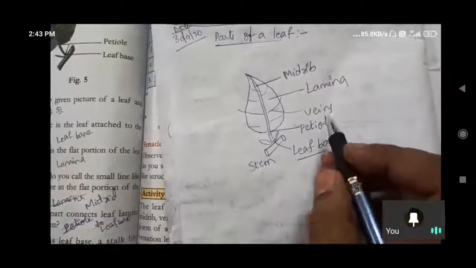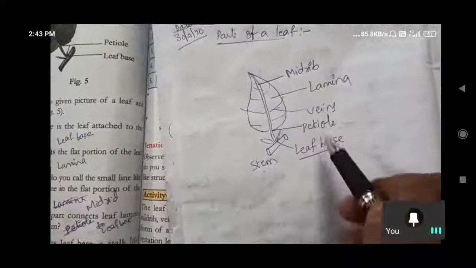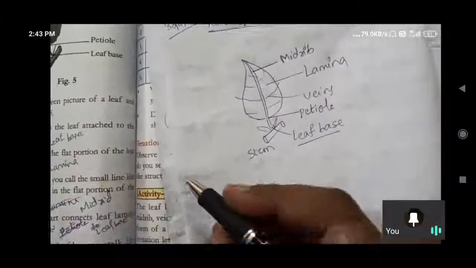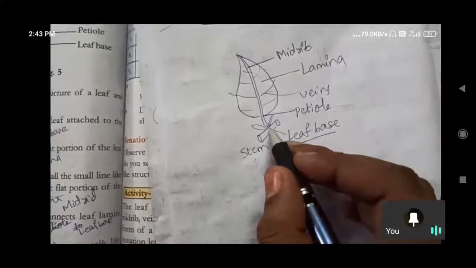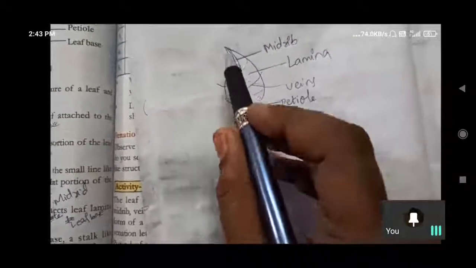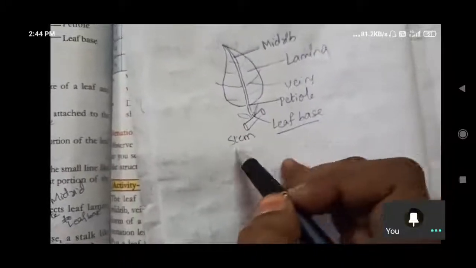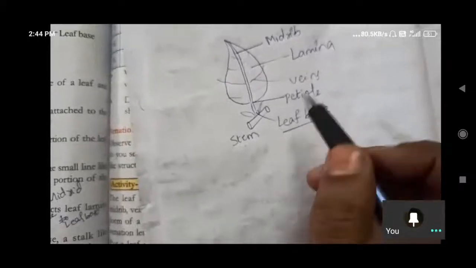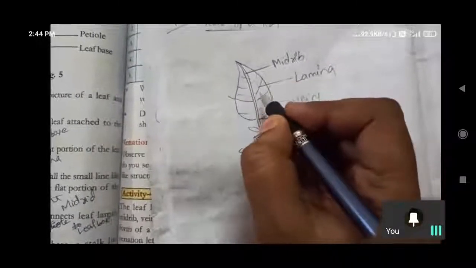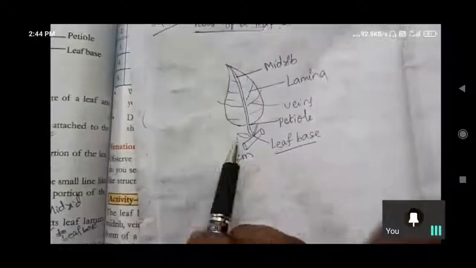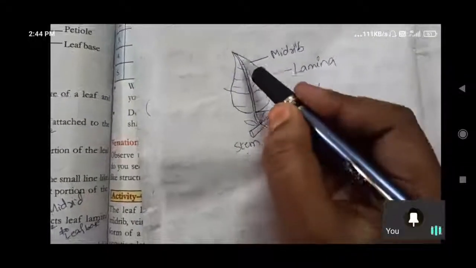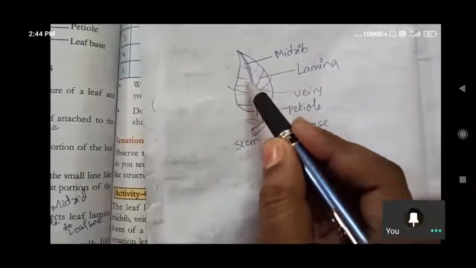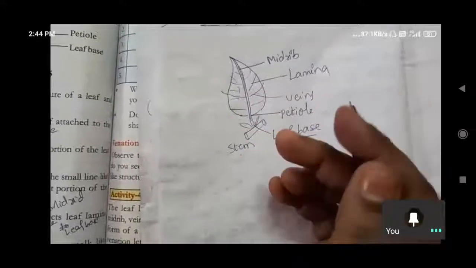Leaf base, petiole, veins, lamina and midrib. These are all the parts of the leaf. Where is the leaf attached to the stem? At the leaf base, the leaf is attached to the stem. What is the flat portion of the leaf? Lamina. This entire flat portion we call the lamina. The line in the middle is the midrib, and these are all veins. About the venation, we are going to discuss now.